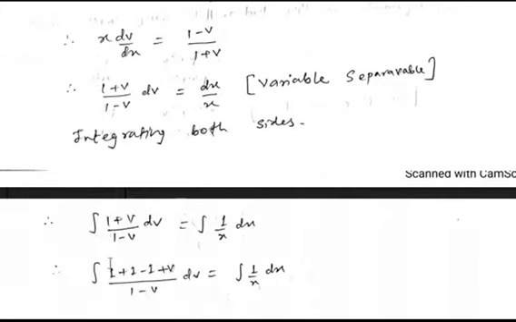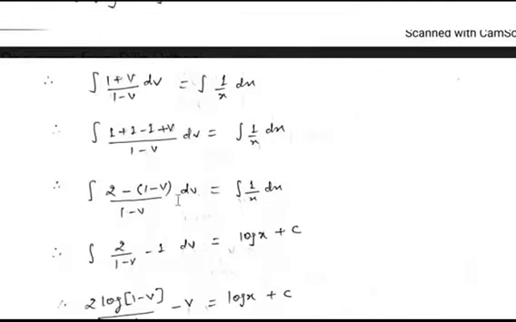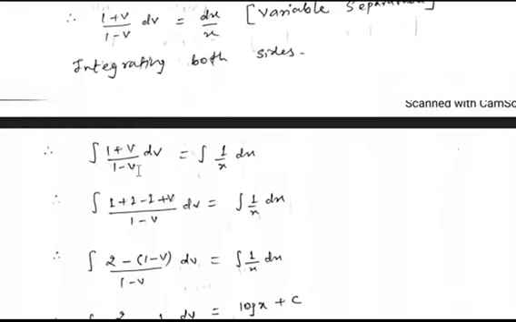Now integrating both sides. So the integration of (1 plus v) over (1 minus v) dv equals the integration of 1 over x dx. Okay. Now this 1 plus v, you can see 1 plus v as it is, and we have added 1 and subtracted 1, right?